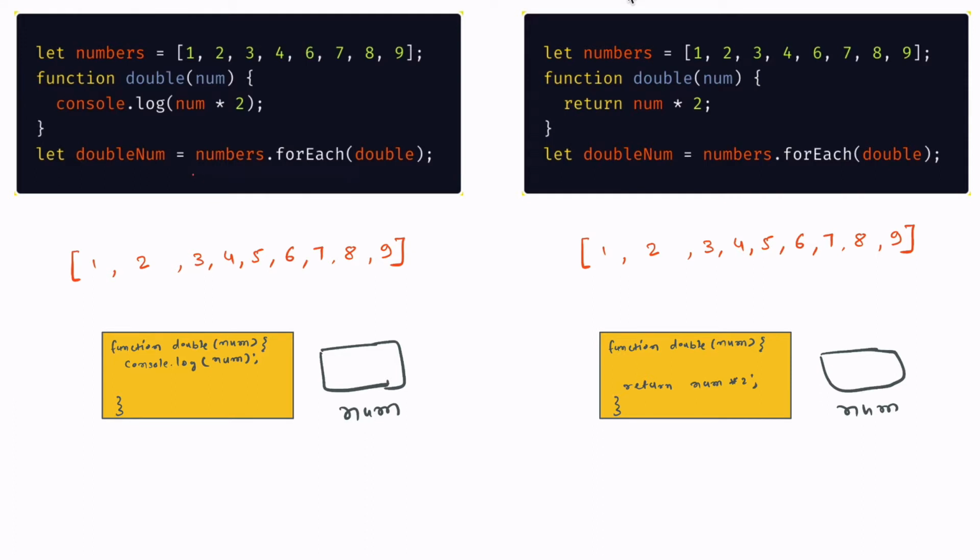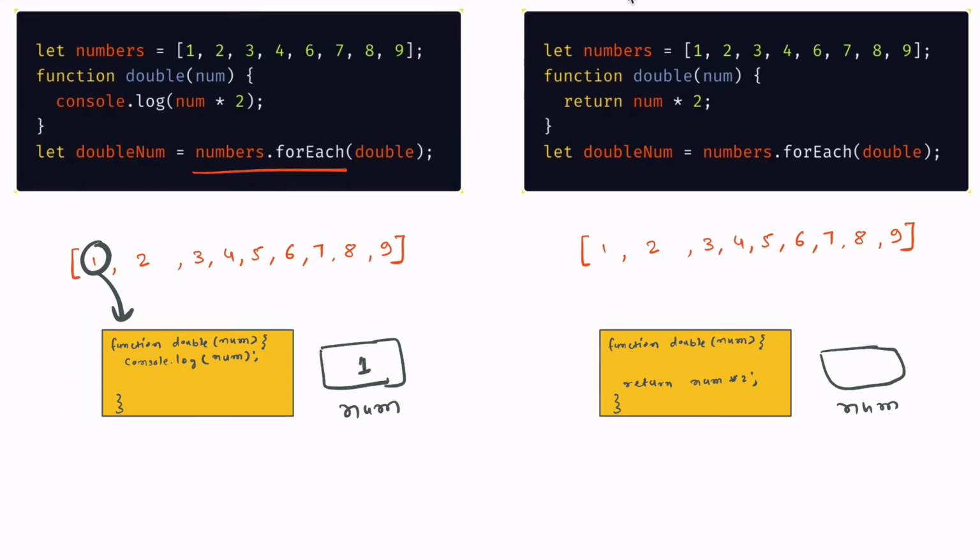The first thing we need to understand is as soon as we say numbers.forEach, forEach will convert this array into a stream of data. What does it mean when I say stream of data? The values will be flowing one after another. So it will be 1, 2, 3 and keep going on. So for the first time, the value passed inside the function double will be 1 and the value of num will be 1. Inside this function you're saying console log num, the value of num is 1, so the output will be 1.